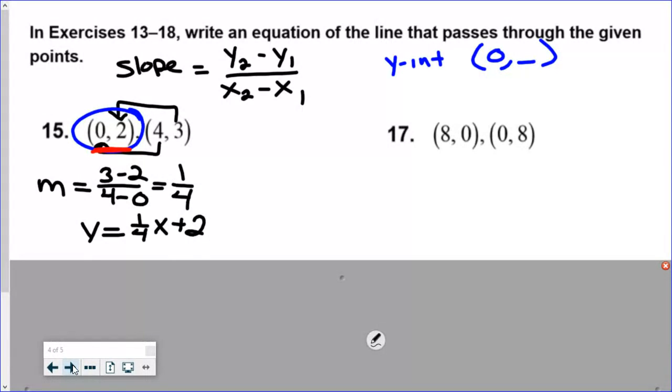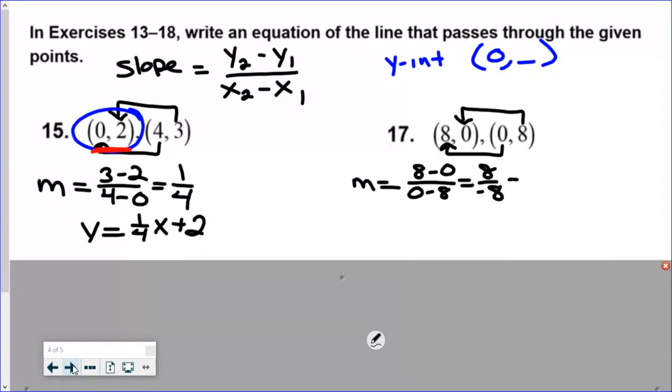Okay, let's do the slope to start. y minus y over x minus x. Now be careful, the top is 8, but the bottom is -8. So that gives me a -1. And which one of these is my y-intercept? That one. So my slope is -1 and my y-intercept is 8. Okay? How'd you do?